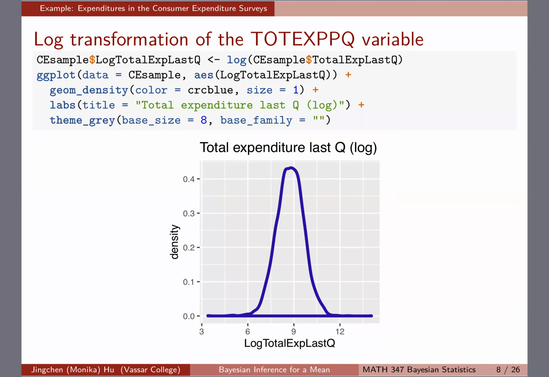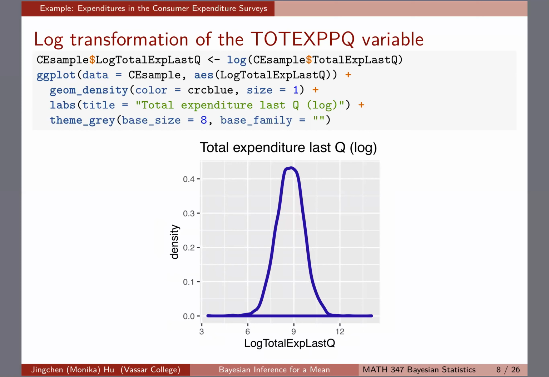So this is the simple script that you can do. You take the log of this total expenditure last Q, and then assign this to a new column of the sample, and then you can plot that. So this is much more, at least, symmetric and bell-shaped, right?